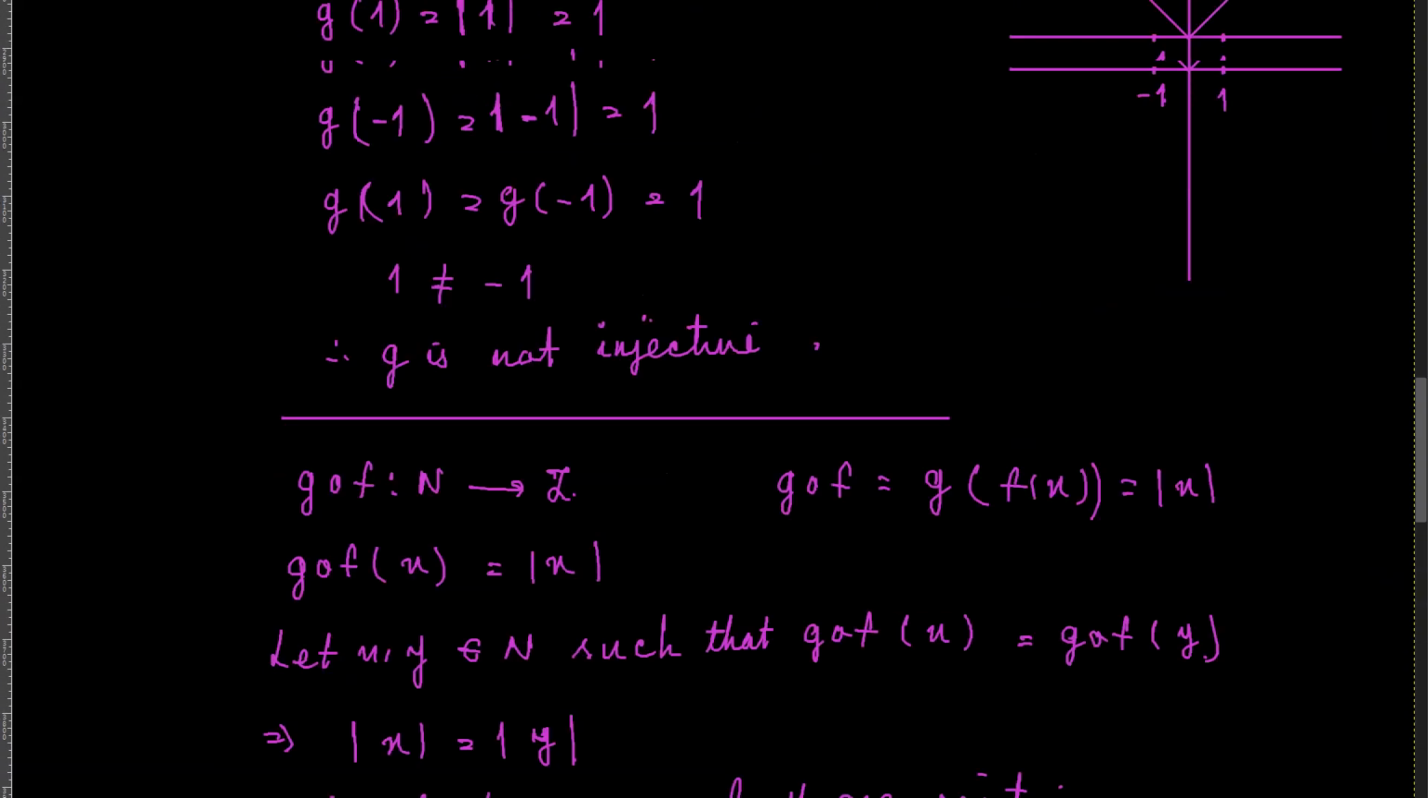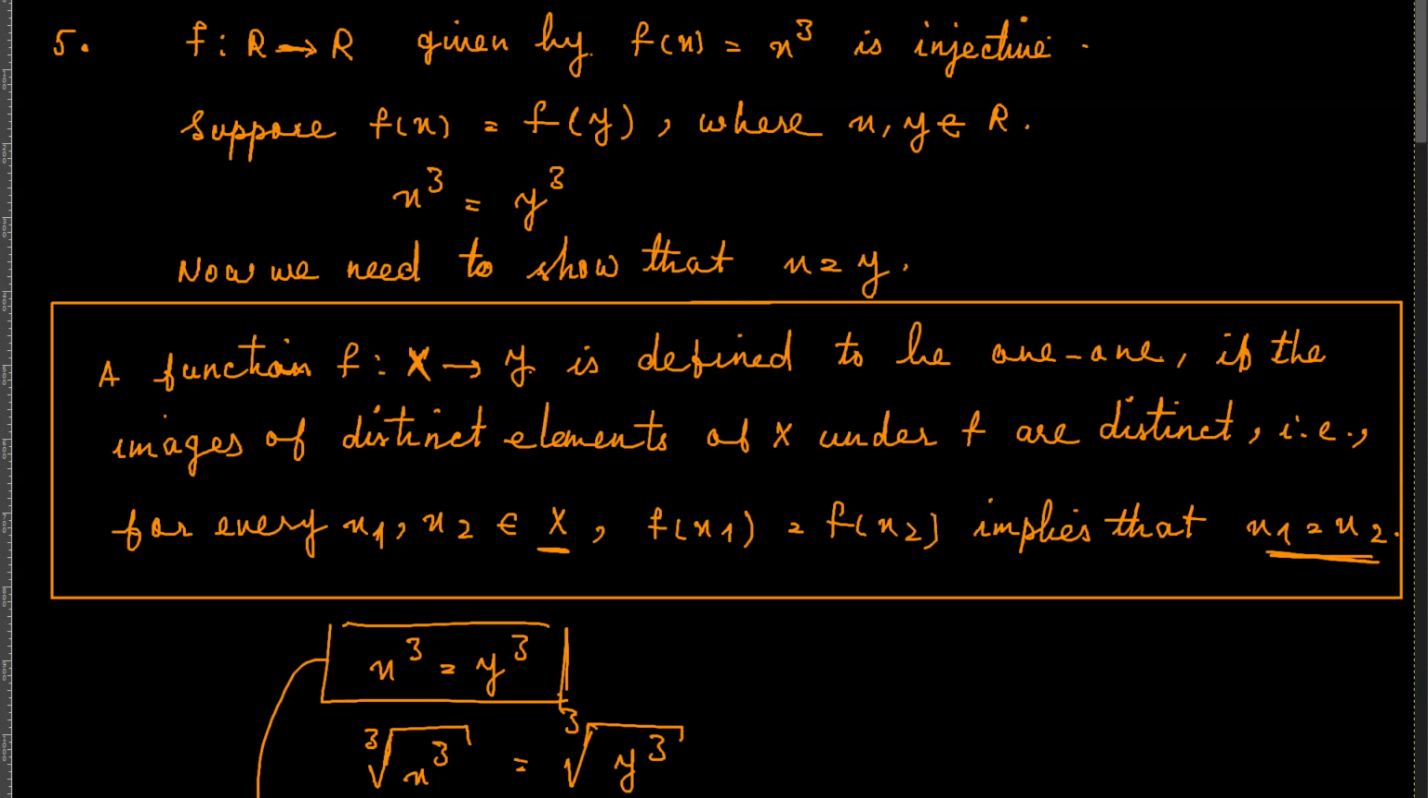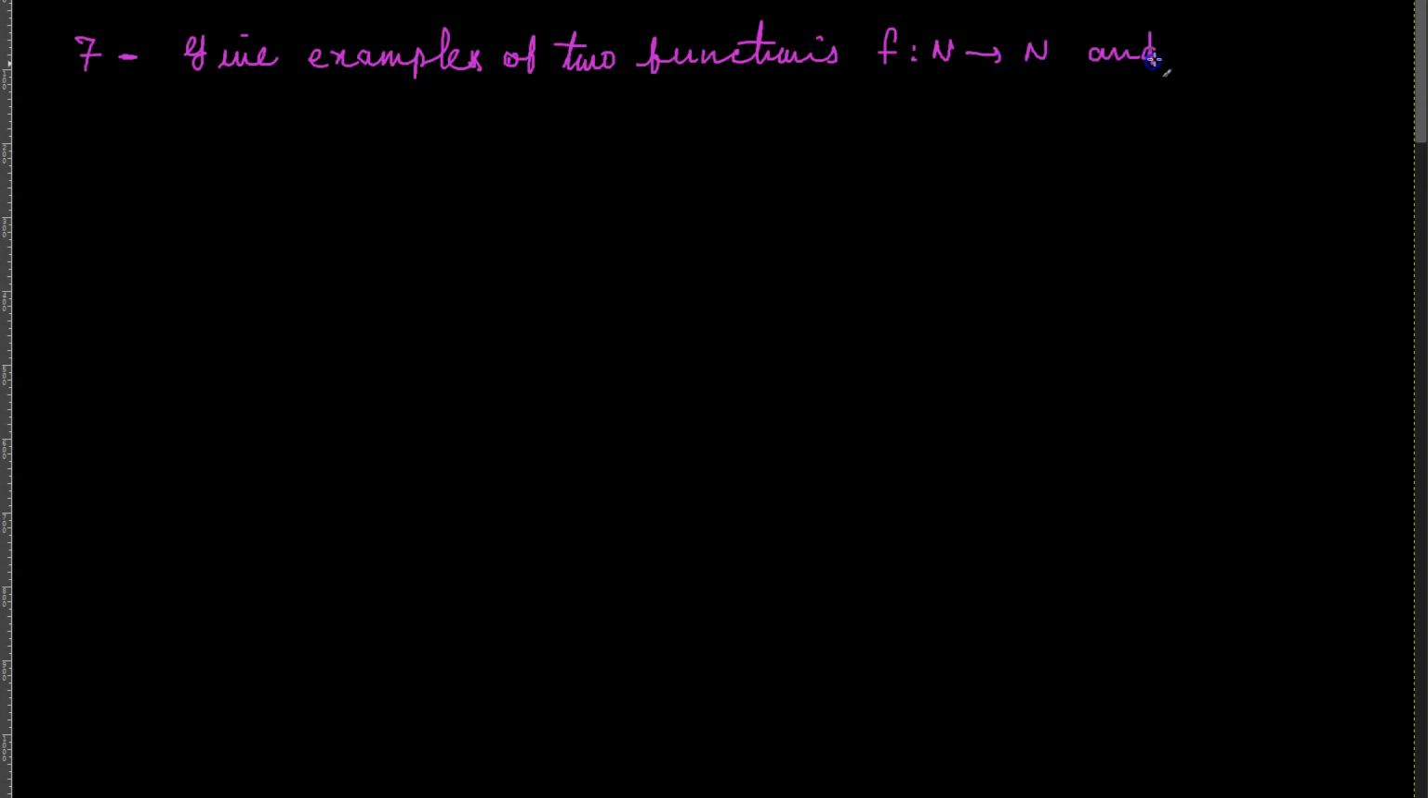Question number 7. Question number 7 is: give examples of two functions, f as a function from N to N and g as a function from N to N, such that g of f is onto, but f is not onto.